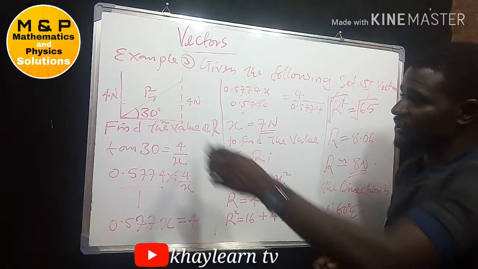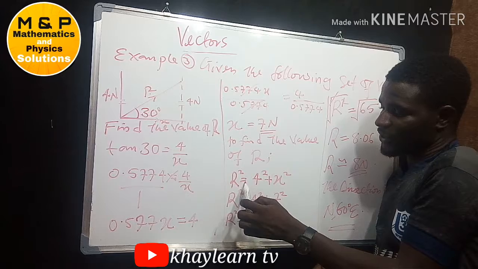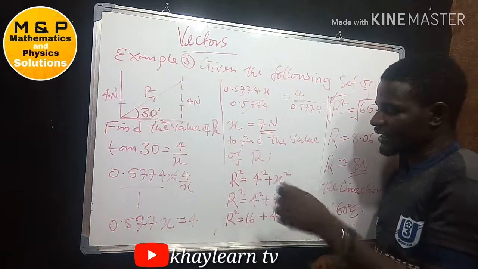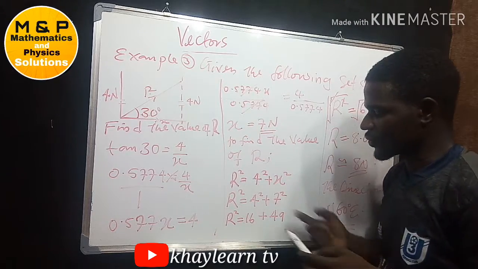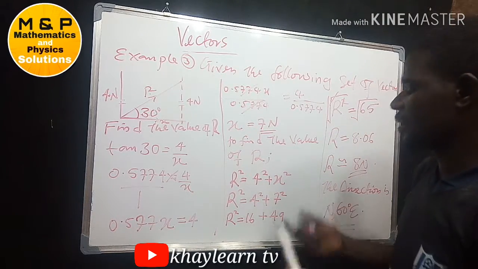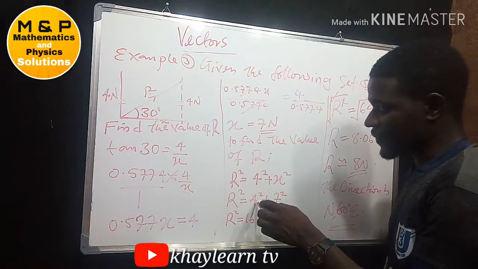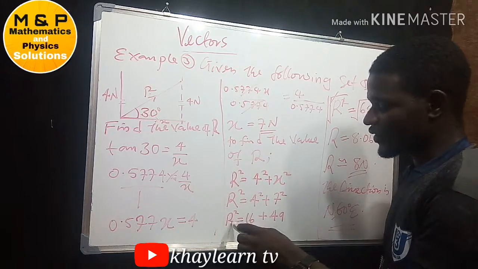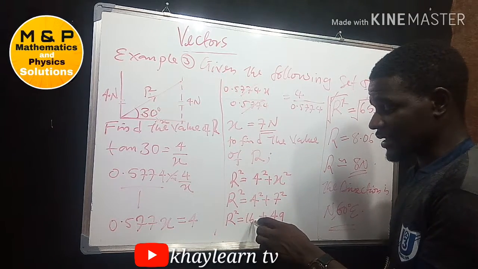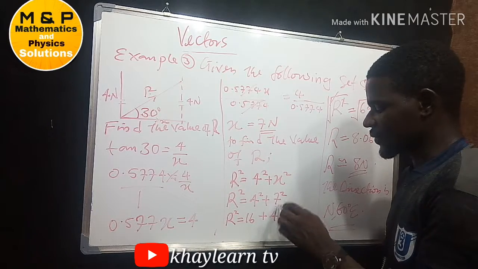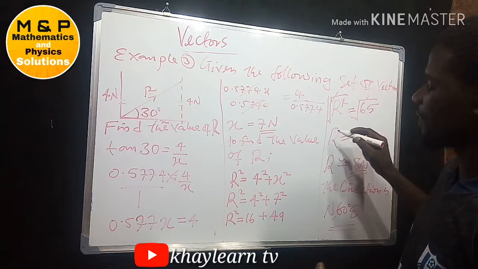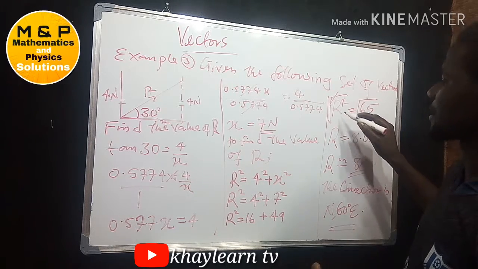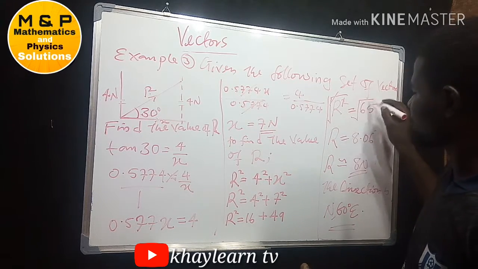So we have the resultant r squared equals the opposite side squared, which is 4, plus the adjacent side squared, which is x squared. So we now substitute the value of x as 7. Then we have r squared equals 4 squared plus 7 squared. Then r squared equals 16 plus 49, because 7 squared is just 49. So what we have subsequently is just r squared equals 65.